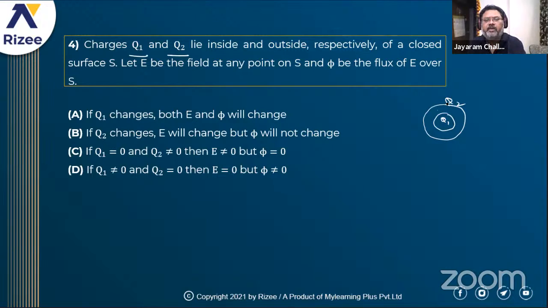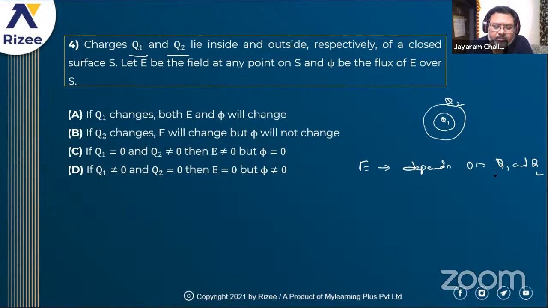Let E be the field. E is the field at any point on the surface. Phi is the flux, and E is the electric field. He is asking what the different conditions are. So what does E depend on? E depends on what factors? It depends on Q1 and Q2.